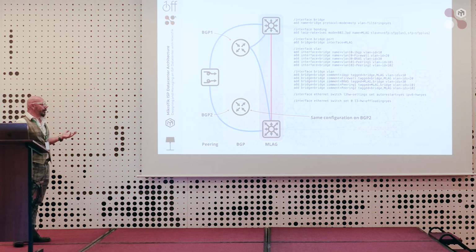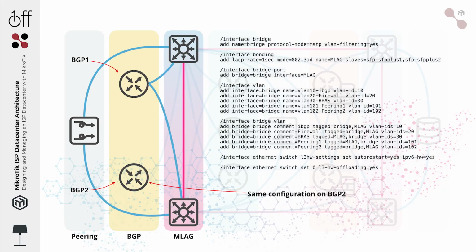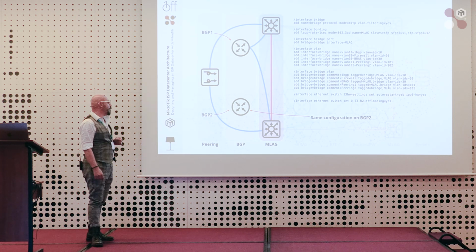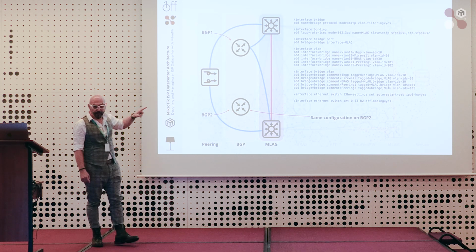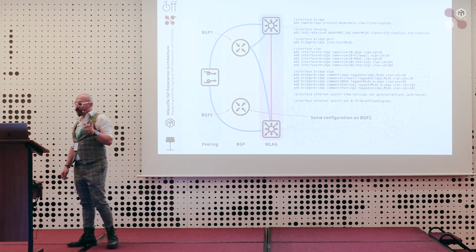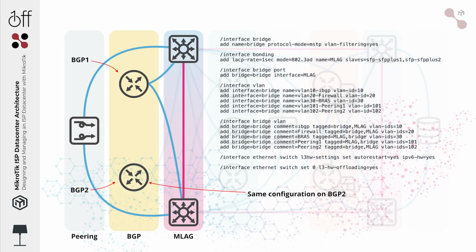This is the configuration for the BGP. So each upstream provider can have its own VLAN. We can configure these VLANs on both the BGP routers, and we can use layer 3 hardware offloading both on IPv4 and IPv6.